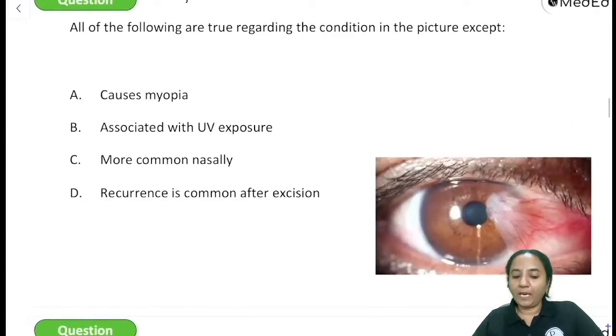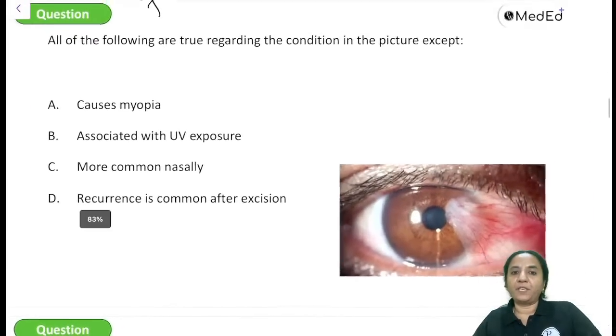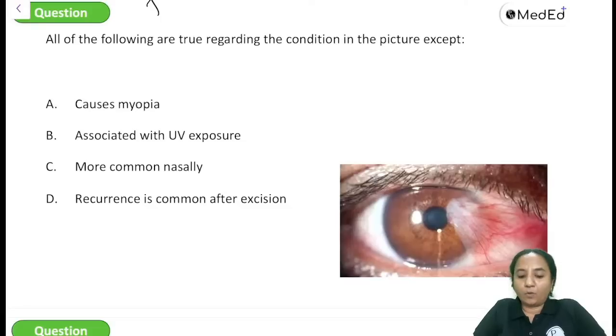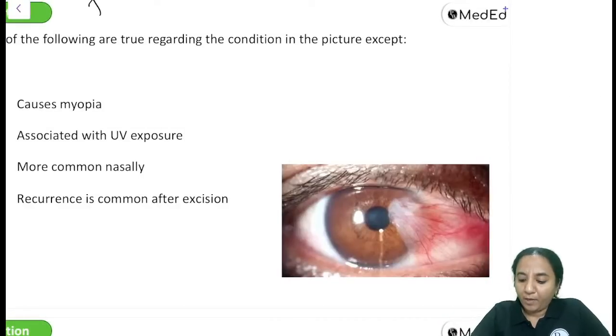All of the following are true regarding the condition in the picture except: it causes myopia, it is associated with UV ray exposure, it's more common nasally, and recurrence is common after excision. So what is the condition in the picture? You see this kind of a fold of conjunctiva growing onto the surface of the cornea. Correct, this is a pterygium.